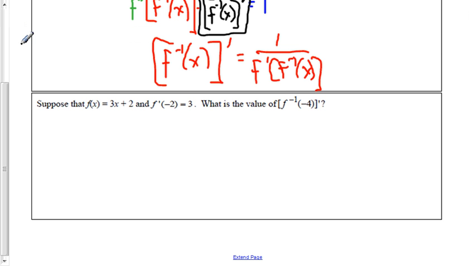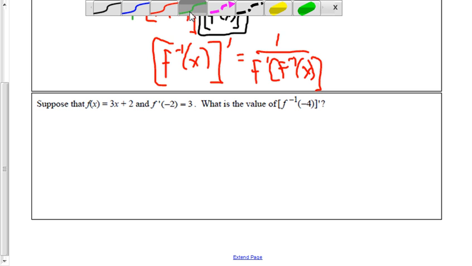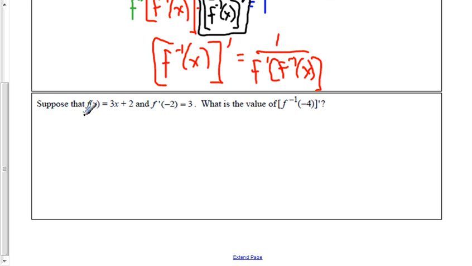All right, so let's come down here and figure out what we can use this for. So, what did they tell us? Well, they told us, again, suppose that f of x equals 3x plus 2. This is some information. The derivative of f at negative 2 is equal to 3. And what is this value? We're trying to find the derivative of the inverse. So let's start setting up what we have up above.